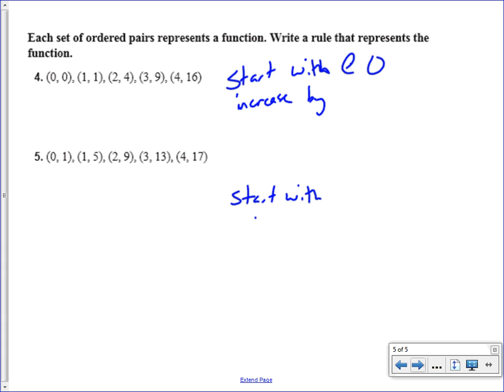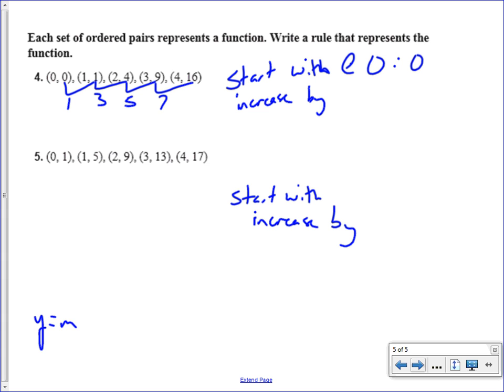So on the first one, if we take a look, it starts at 0. So the value at 0 is 0, and it increases by 1, and then we increase by 3, and then we increase by 5, and then we increase by 7. So I know right now that this is not a linear function, so it's not going to be in the form of y equals something times x plus something. So we've got to think a little bit beyond that.